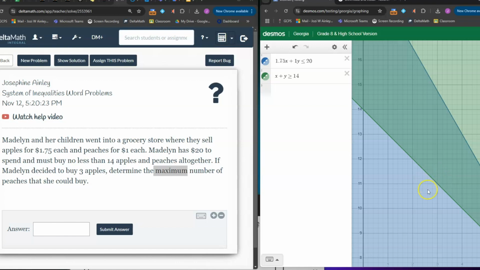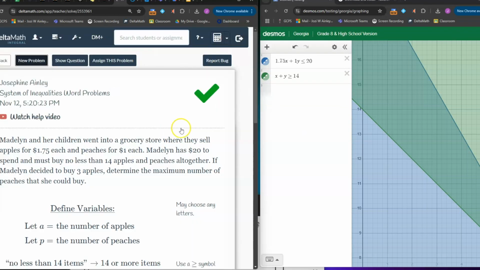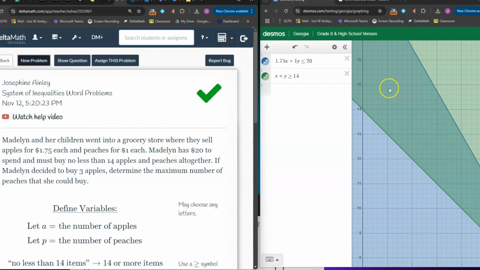Here I will get 3 apples, 11 peaches. Here 3 apples, 12 peaches. Here 3 apples, 13 peaches. Here 3 apples, 14 peaches. Here I get 3 apples, but I can't have 14 point whatever peaches. So what is the maximum peaches I can have? Right here, 3 and 14. So you have to write your inequalities before you can actually solve the problem. Write your inequalities, look at your solutions, and then answer the question.